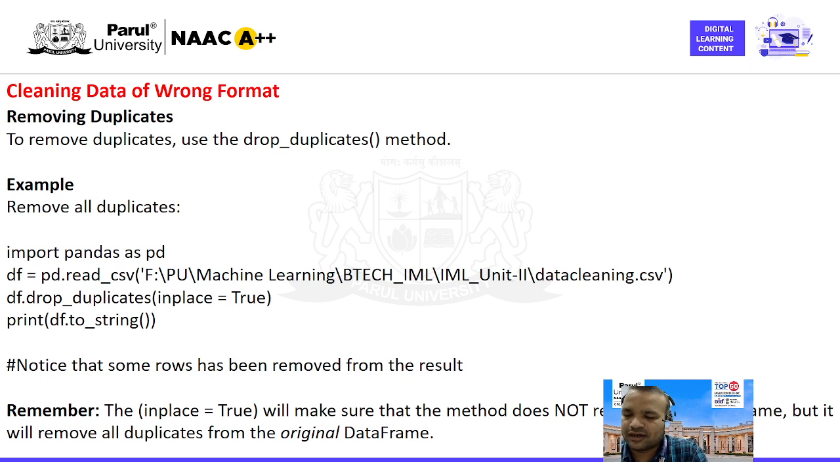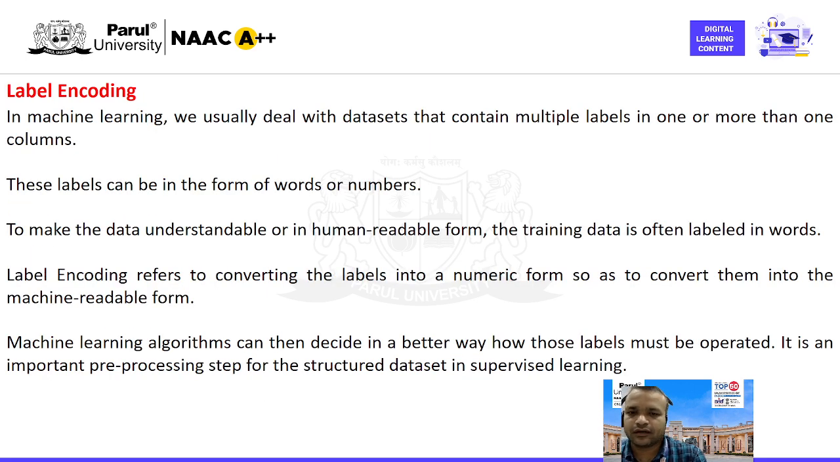After deleting those duplicate entries, if you want to see the result, use the print function. Notice that some rows have been removed from the results. And inplace equals true means the method does not return a new data frame, but it will remove all duplicates from the original data frame. Got it? Remember this thing: this method does not return a new data frame, but it removes all duplicates from the original data frame. Mind it.